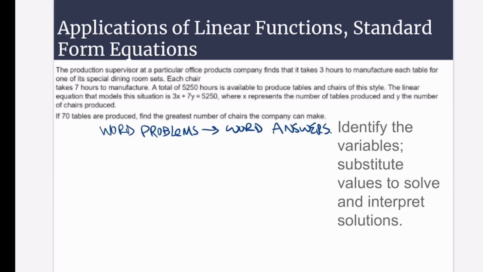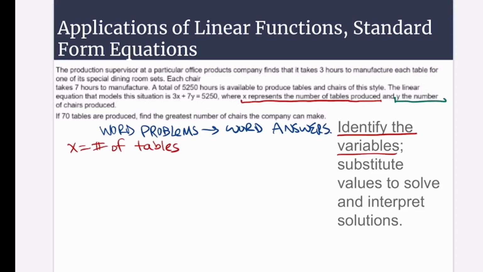So you can read this. I'm identifying variables. Here we go. X represents the number of tables produced. X is number of tables. I need that. Y is the number of chairs produced. Y equals number of chairs.